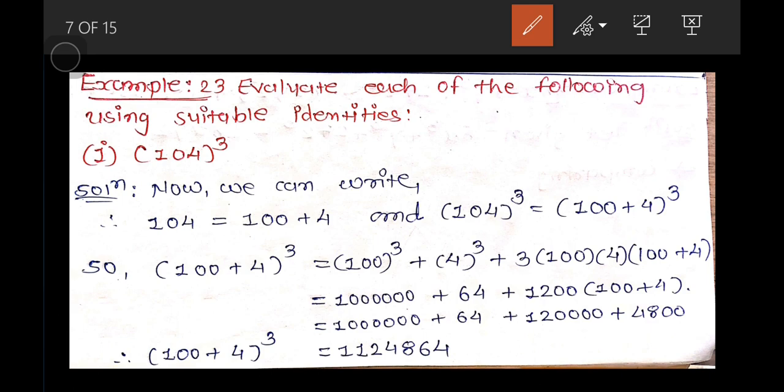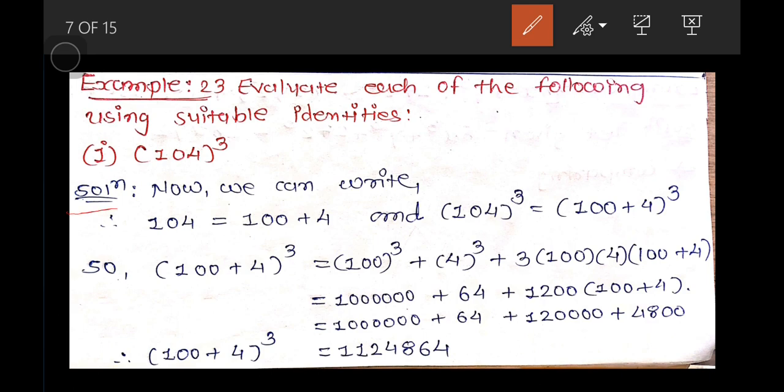Now example number 23. Evaluate each of the following using suitable identities. Here the first one is 104 cube. Now with the help of the cubic identity, we solve this expression. Solution of this given expression.